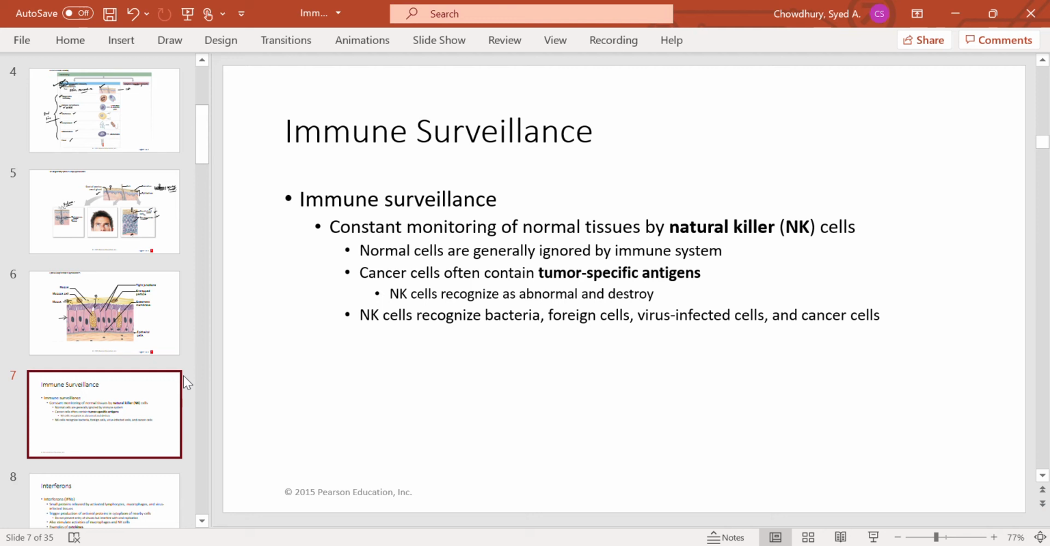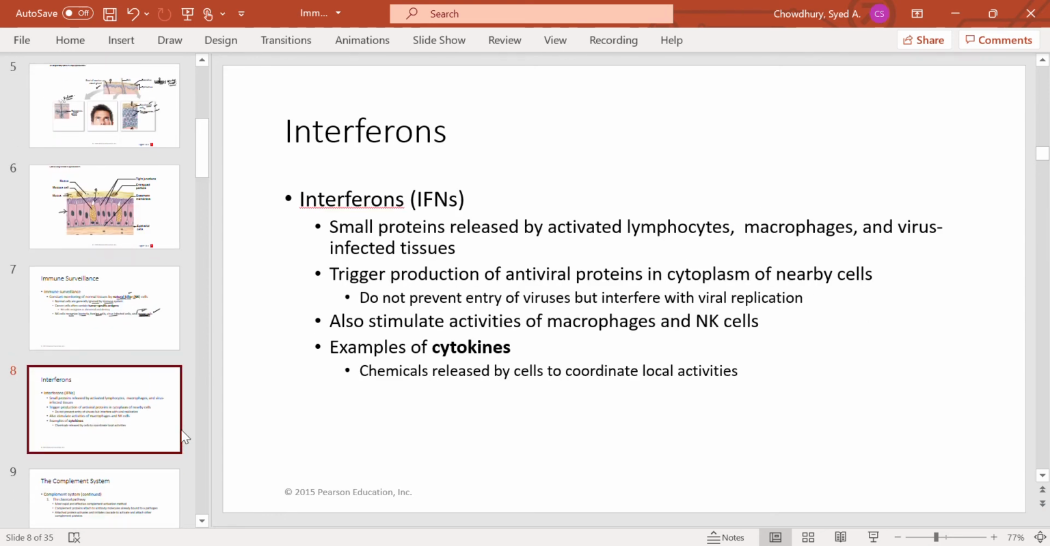you have phagocytic cells as well as natural killer cells that I mentioned, and natural killer cells are specifically very effective to recognize and destroy bacteria, foreign cells from outside, virus infected cells and cancer cells. That means your own abnormal body cells can be detected by the natural killer cells. These cannot be easily detected by your immune system. A normal immune system normally ignores, but the natural killer cell will be able to detect and destroy it. Interferons also belong to the second line of defense.